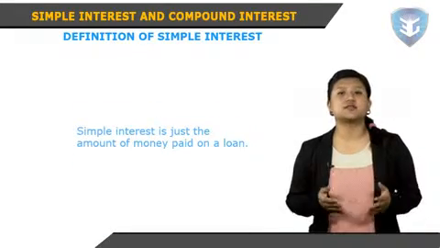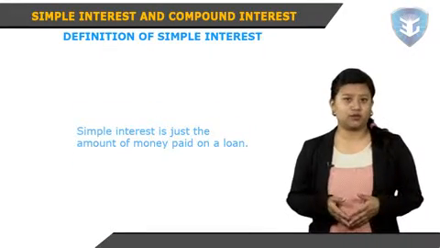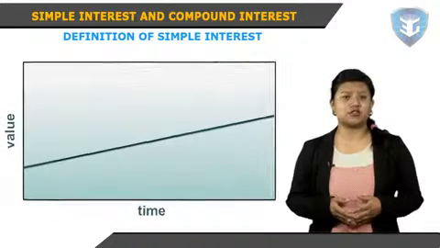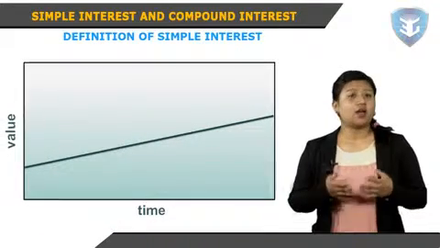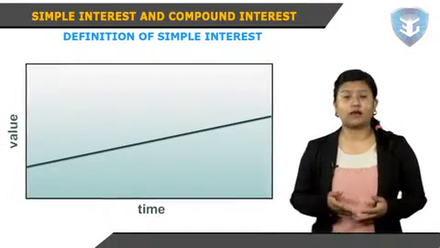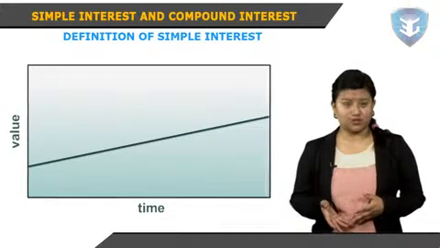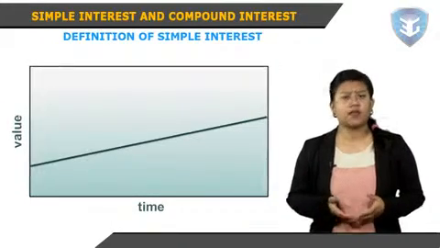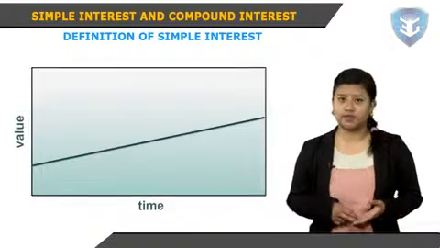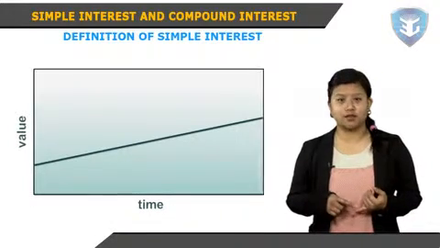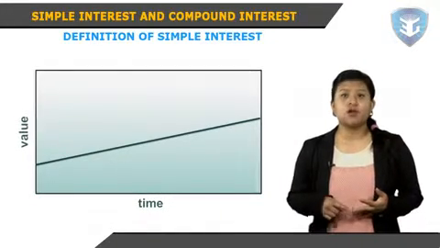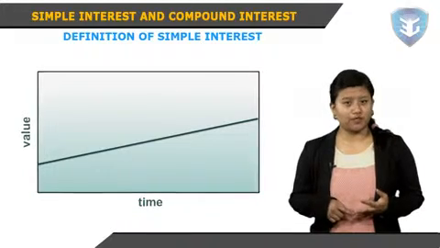Simple interest is just the amount of money paid on a loan. It is the easiest type of interest to calculate and understand. Other types of interest like APY, APR, and compound interest can be a bit more complex. In any financial transaction, there are two parties involved: an investor who is lending the money to someone and a debtor who is borrowing money from the investor.